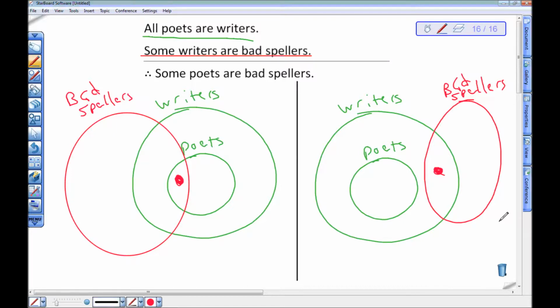Now I need to check my conclusion against both of these pictures. So some poets are bad spellers is true in this picture, because there's a dot inside of both poets and bad spellers saying, yes, some of these are those. However, in this picture on the right, that's not true, because the dot for bad spellers is in the writers and bad spellers, only guaranteeing me that and nothing about poets. Since this picture does not work, this argument is invalid.